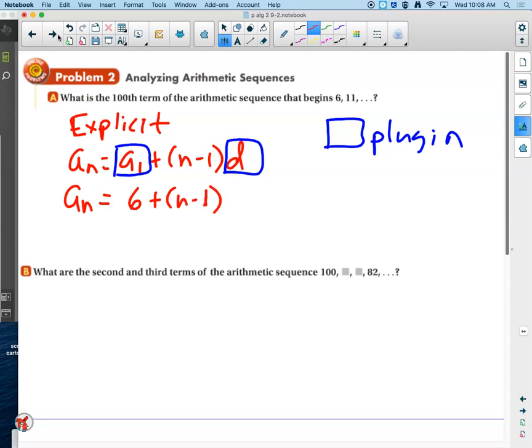Now, they only gave us 2 of them, but they did tell us that this was arithmetic. So that means we should be able to find that common difference. What is it? It is 5, because 11 minus 6 is 5.